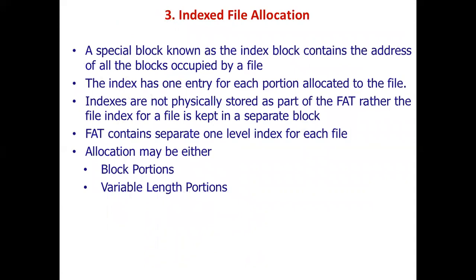Here also disk blocks are allocated non-contiguously, but they are not chained together. Instead, a special block known as the index block is maintained, and address of all the blocks occupied by a file is stored in the index block. The index has one entry for each portion allocated to a file. Address of index block is stored in file allocation table.